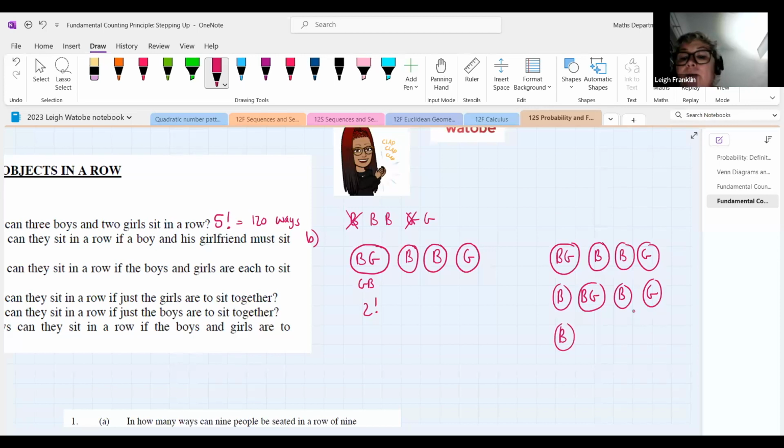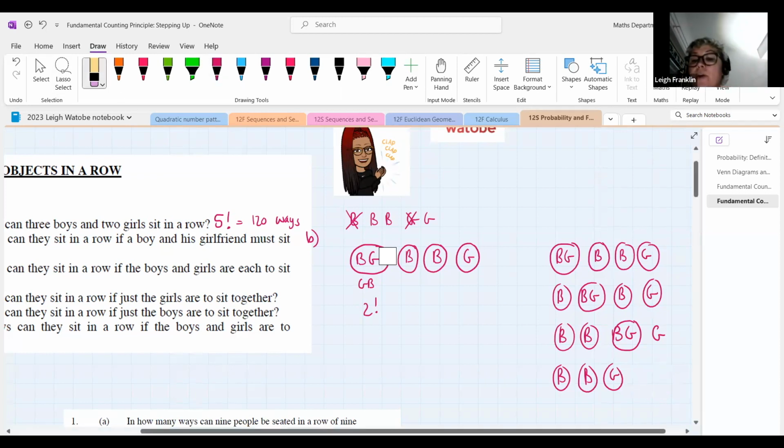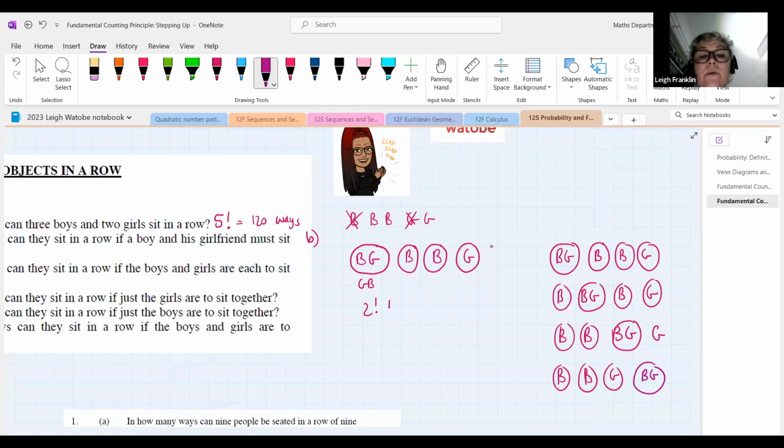Or we could have a boy at the front and another boy at the front, and then the boy-girl combination over here with a girl at the end. Or we could have the boy-girl combination at the end. So it slides down like that. There are 4 factorial ways in which the boy-girl combination can be arranged with everybody else. So that's why we say 2 factorial by 4 factorial.